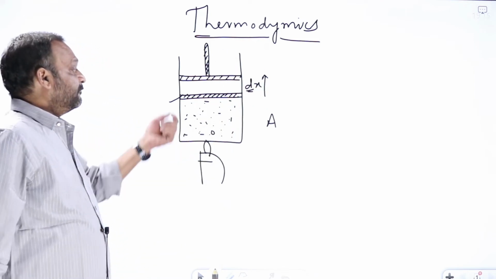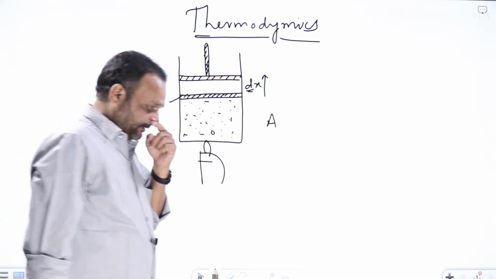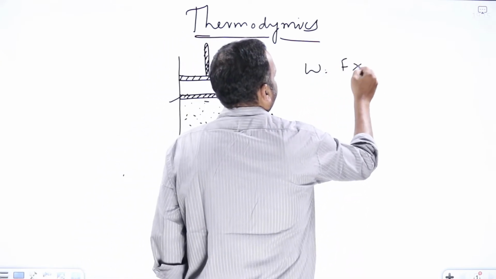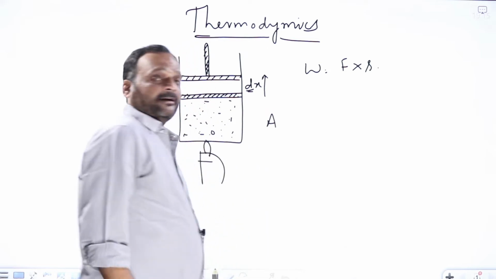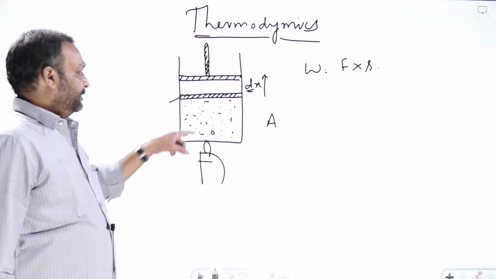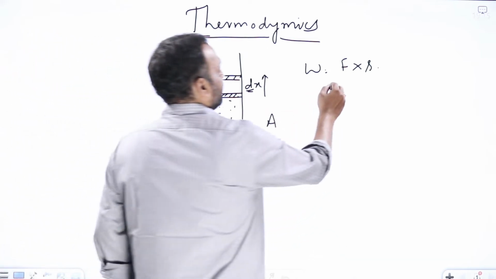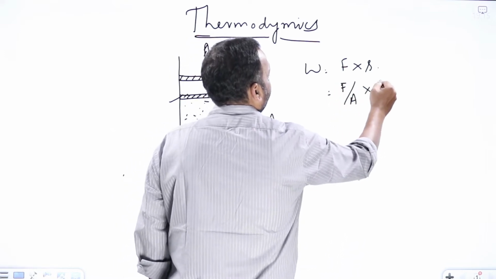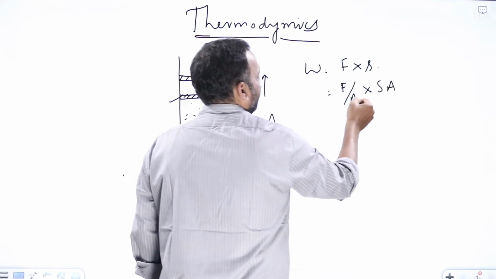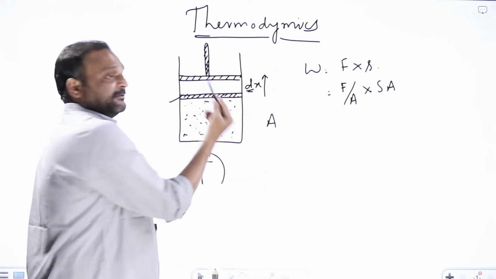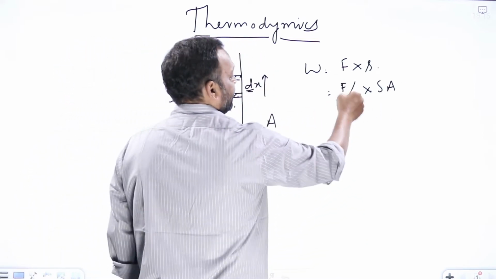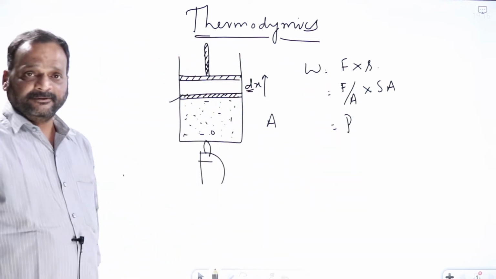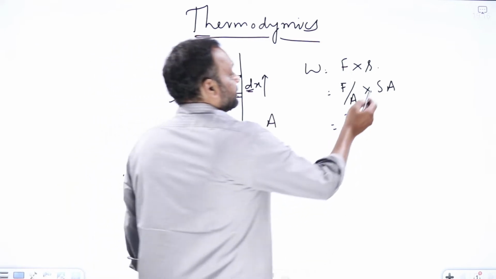Now what is the work done by the gas? In general, the work done formula is force multiplied by distance. Force into distance. Right now, I'll divide and multiply with area. So it is F by A into S into A, where A is the area of cross section of the vessel. Force per unit area is nothing but pressure.